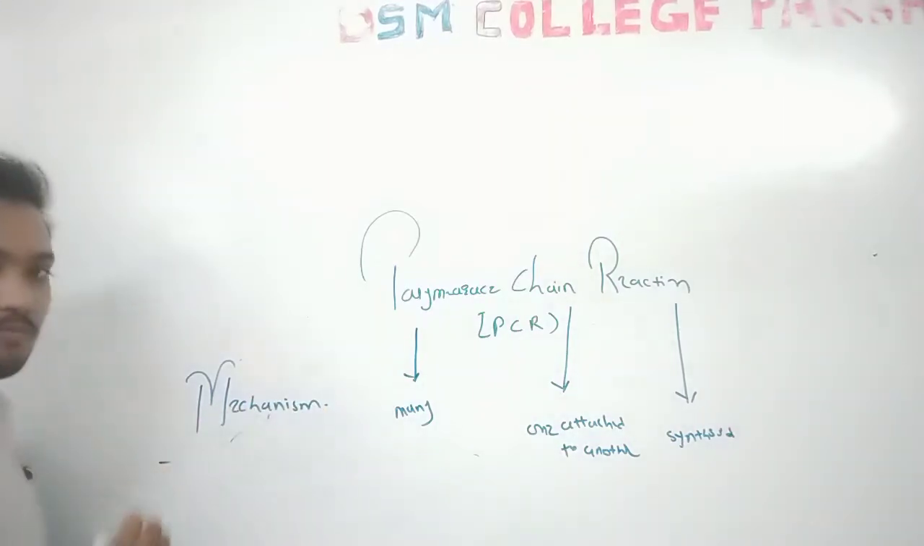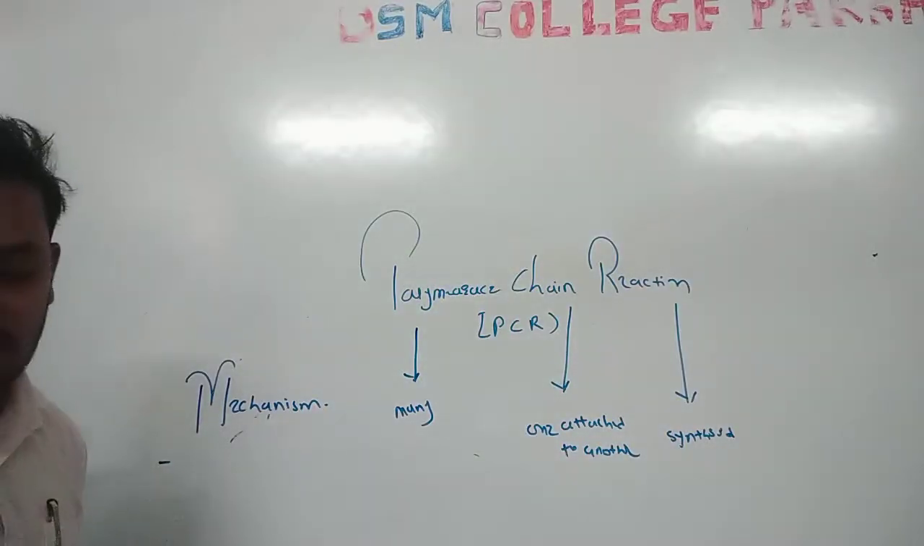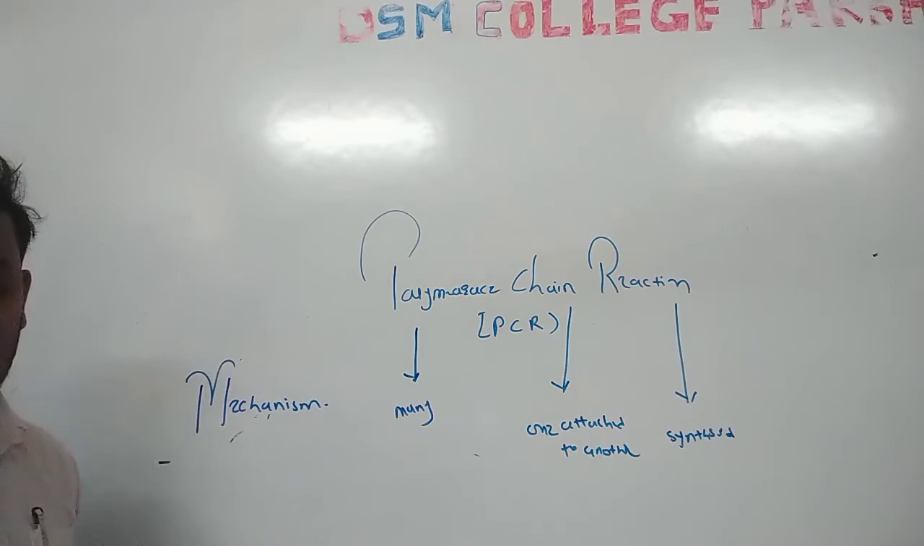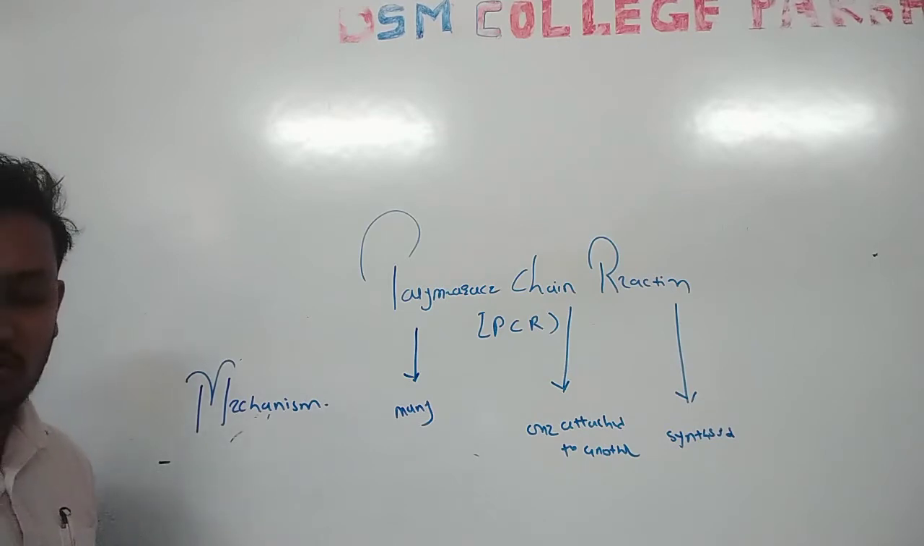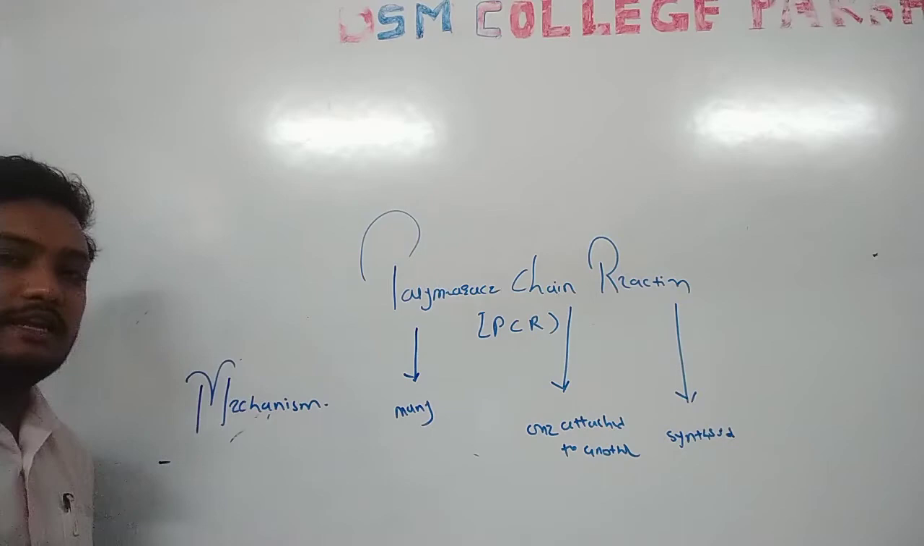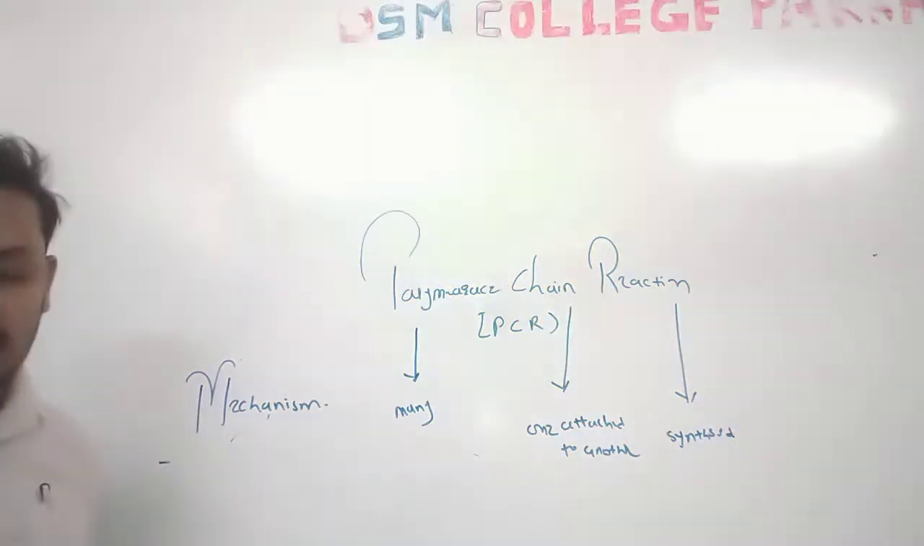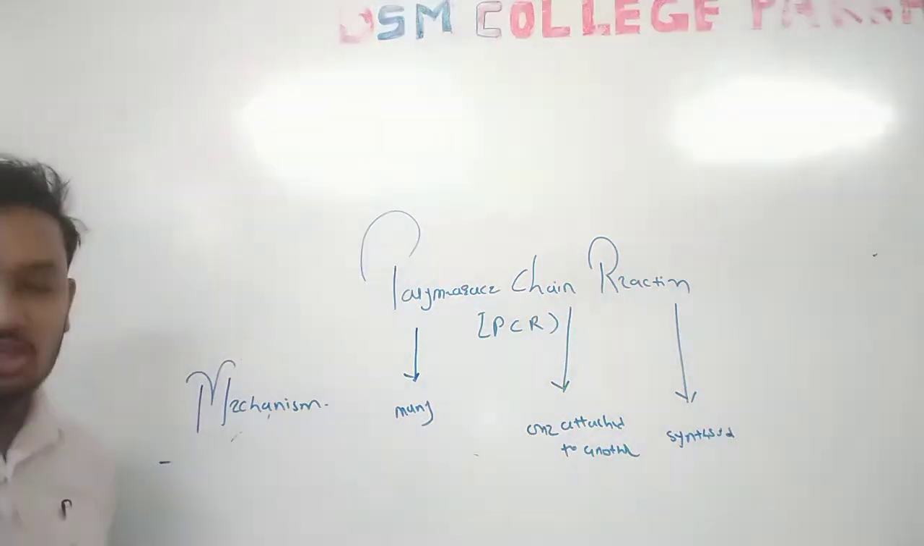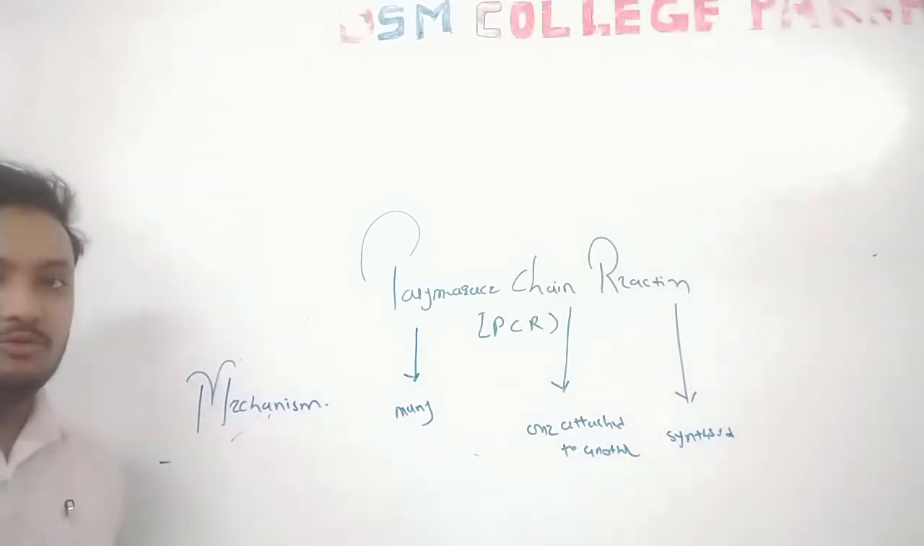Mechanisms of polymerase chain reaction. DNA replication involves the polymerization of nucleotides. What happens in DNA replication? Polymerization of the nucleotides.